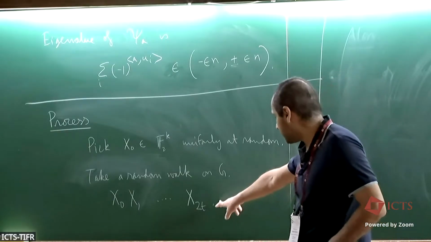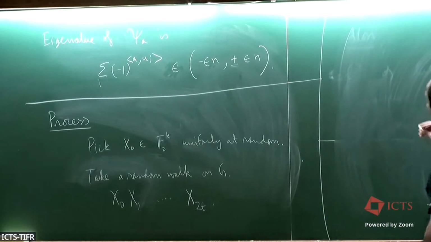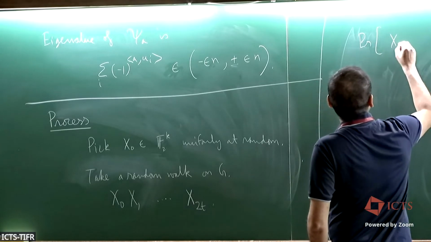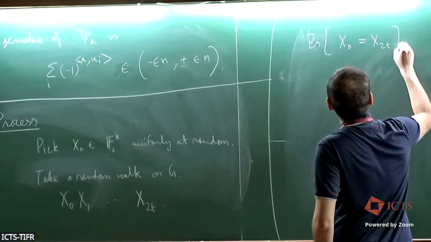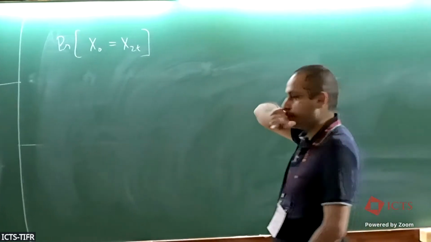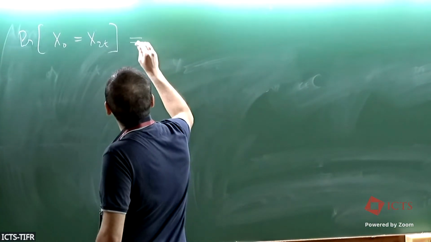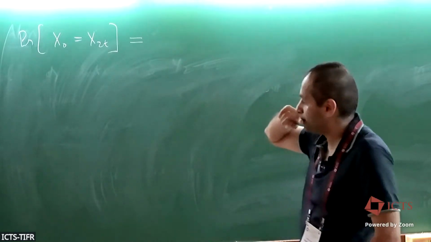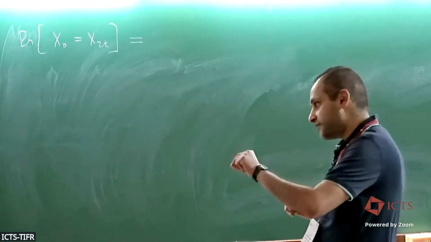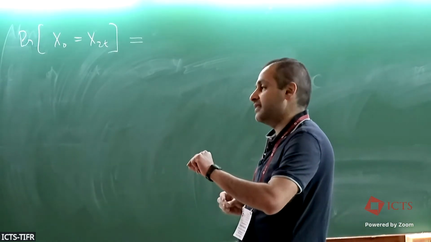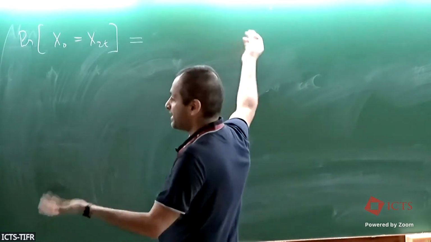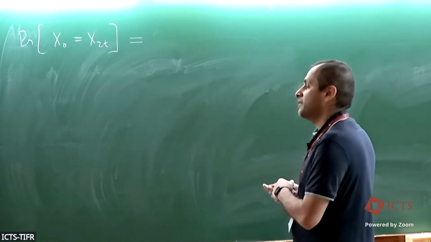So we take a random walk of 2t steps and we look at the event. What's the probability that x0 equals x2t? It depends on the t, yes. So we'll write our expression in terms of t. We start at a random vertex.